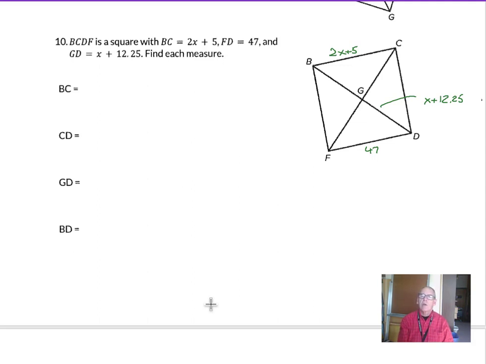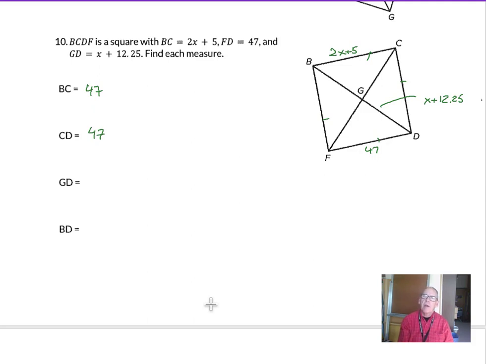Now, a square is a rhombus, so all the sides are congruent. So this is going to be 47. The length of BC is 47. CD is also going to be 47. G to D is going to be half the length of the diagonal, which is x plus 12.25. What else have we got? We haven't got any other information about the diagonal there. So totally this diagonal is 25. But we just want the GD part, which is x plus 12.25.